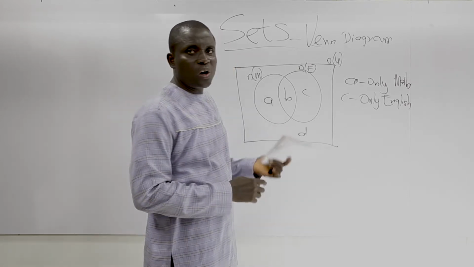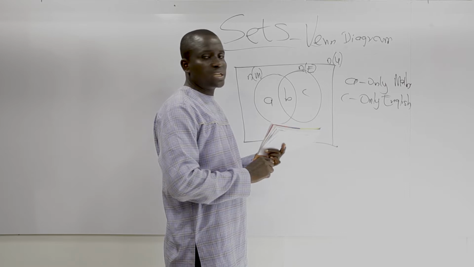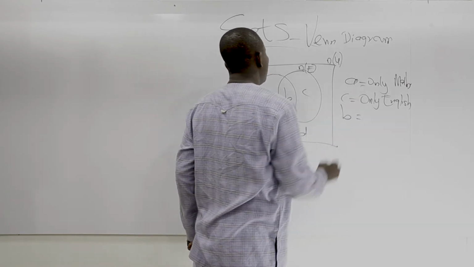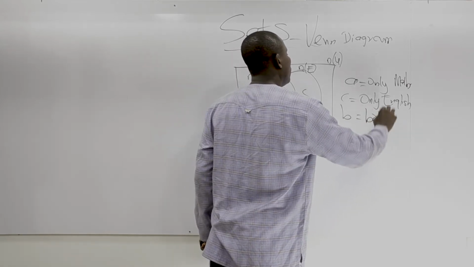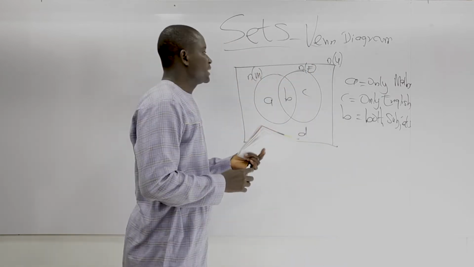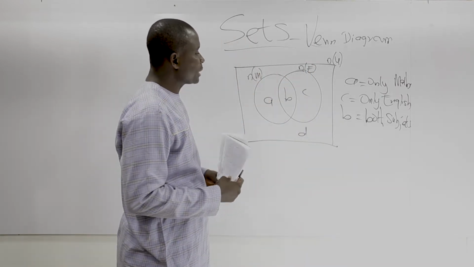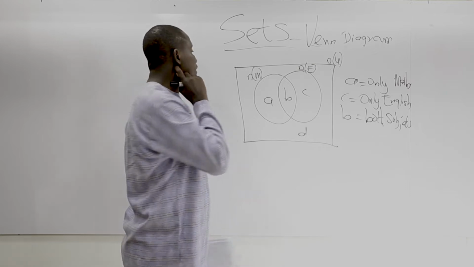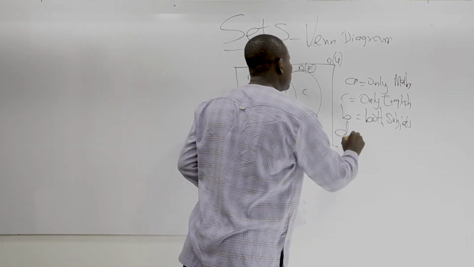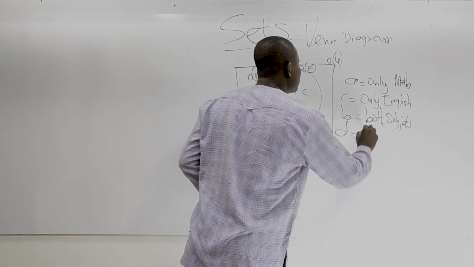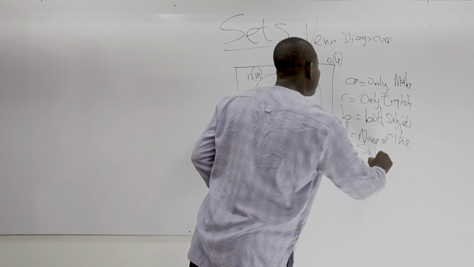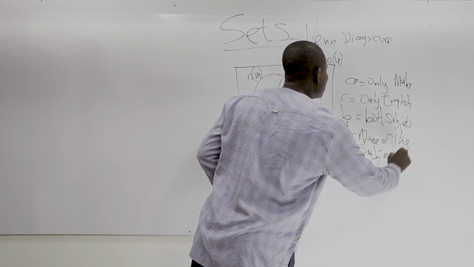I'm repeating. A is only mathematics. C is only English. And B is both subjects. If I say both subjects, I'm talking about both mathematics and English. That means if there is somebody here, he offers mathematics and English as well. Then D is the number of students who offer none of the subjects.